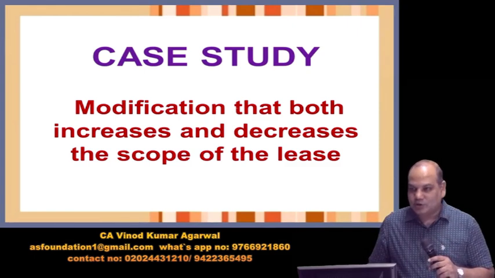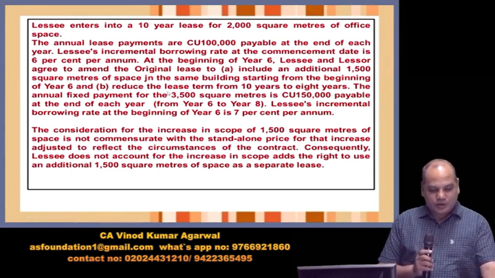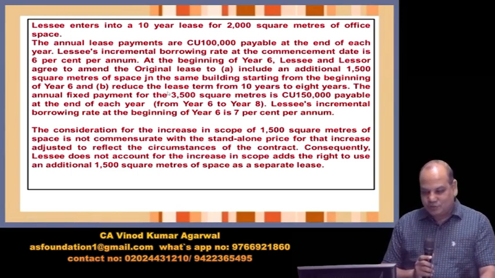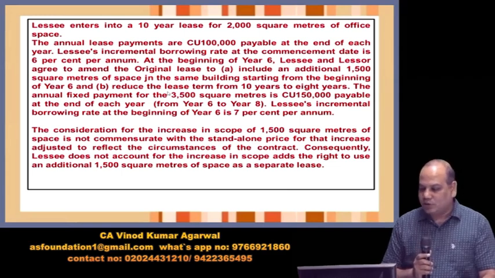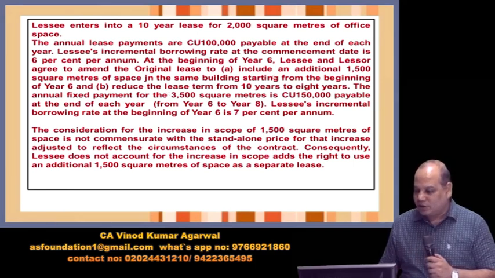So a very important question in front of you. Modification that both increases and decreases the scope of the lease. And little lengthy also. Keep calculator ready, pencil ready if you want to write something. Lessee enters into a 10-year lease for 2,000 square meter of office space. The annual lease payments are CU, currency unit, 1 lakh, payable at the end of each year. Underline payable at the end.